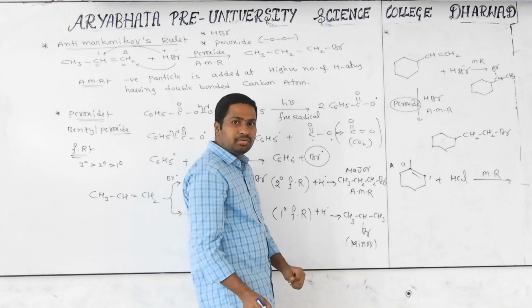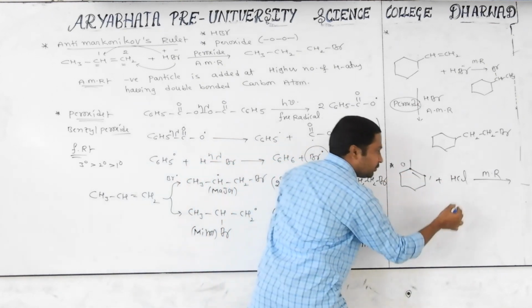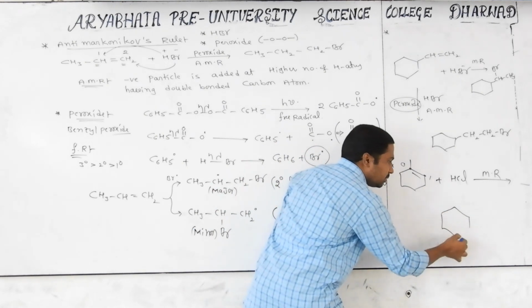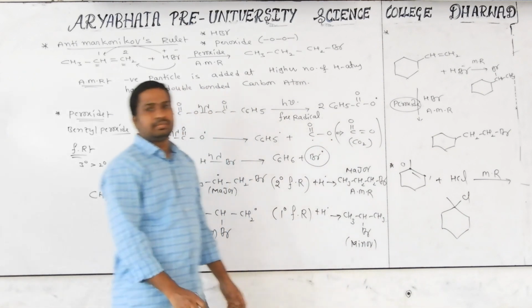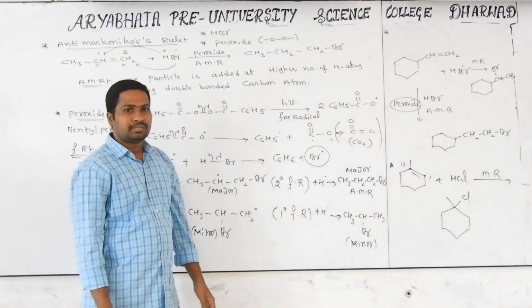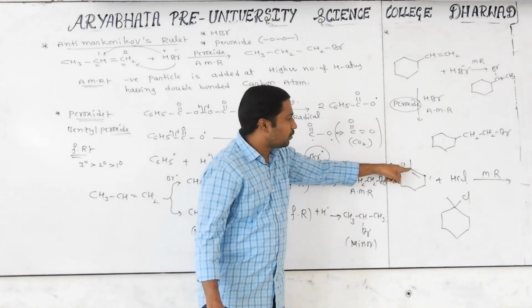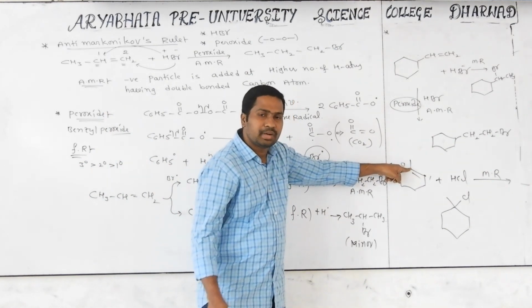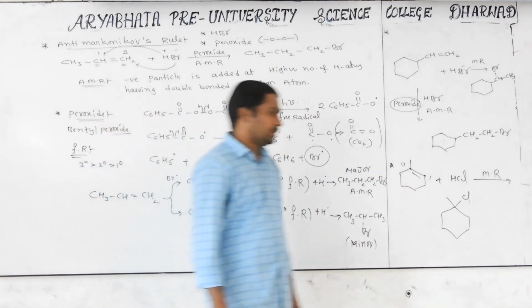According to Markovnikov's rule, the negative particle should be adding at the lesser number. So at this carbon, which compound are we getting? A 6-membered saturated ring, and after that we are getting chlorine here. This is the product. The chlorine should not come here. Why? Because according to Markovnikov's rule, it should always be attached to the double bond carbon which has the lesser number of hydrogen atoms. All of it clear? Yes.